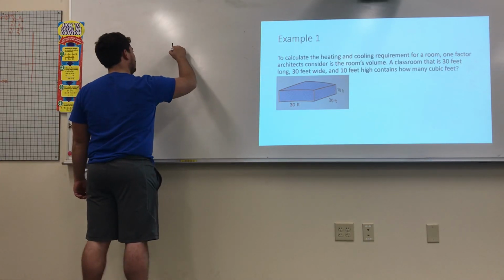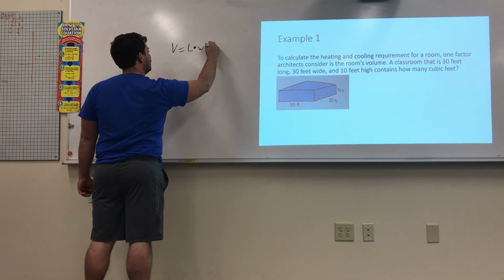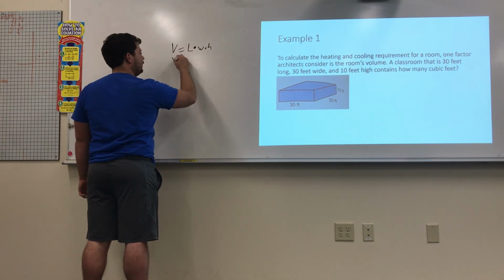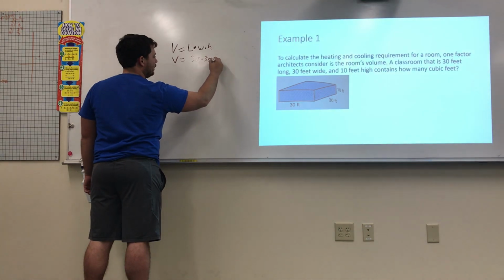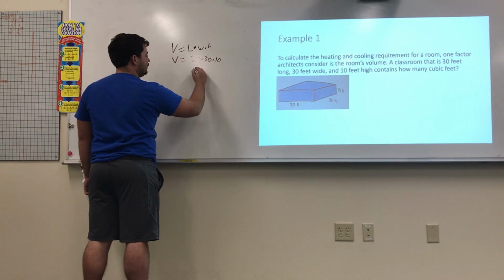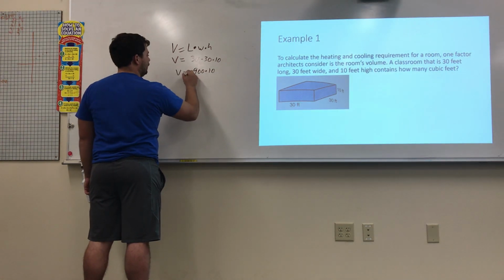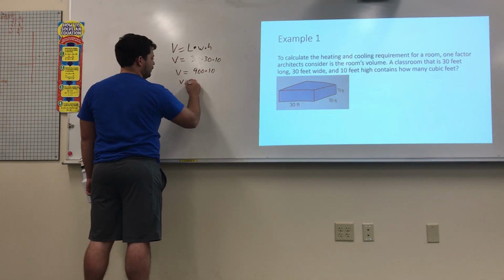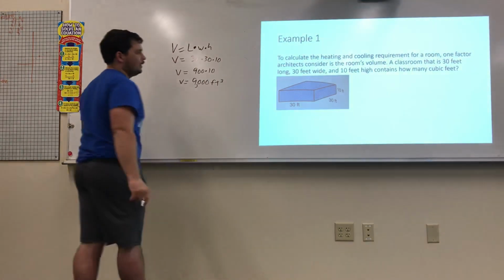Volume is going to equal length times width times height. So we are going to have V equals length of 30 times 30 times 10. These two together give me 900, times 10, add another 0. So volume should equal 9,000 feet cubed. Okay?